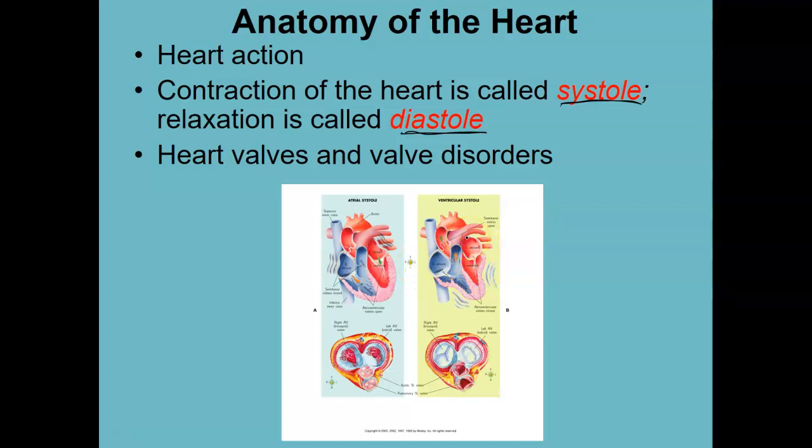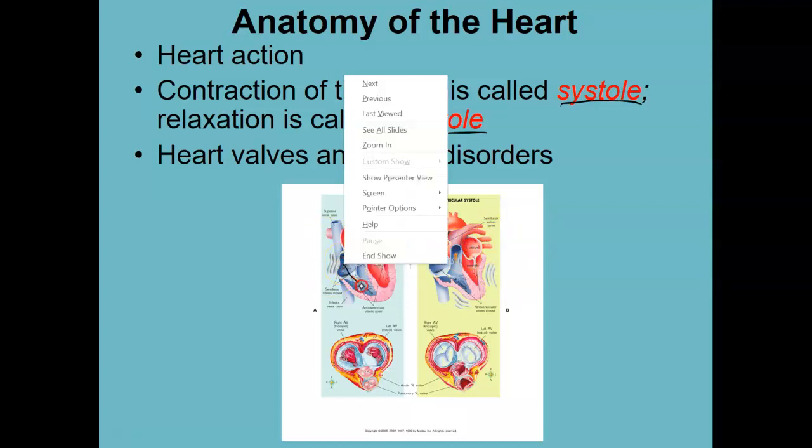So you have this back and forth process happening. The top contracts, the bottom's relaxed. The bottom contracts, the top relaxes. And the heart valves direct blood flow. As the right atrium contracts, it sends blood down.